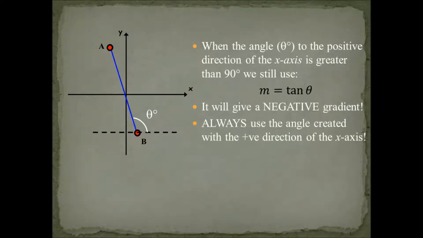Remember, you must always use the angle created with the positive direction of the x-axis. If you don't, you will then be using an angle less than 90, and therefore you won't get a negative gradient, as you should in this scenario, because the line does have a negative gradient. And remember, for negative gradients, if you look at your diagram, you know the gradient is negative.